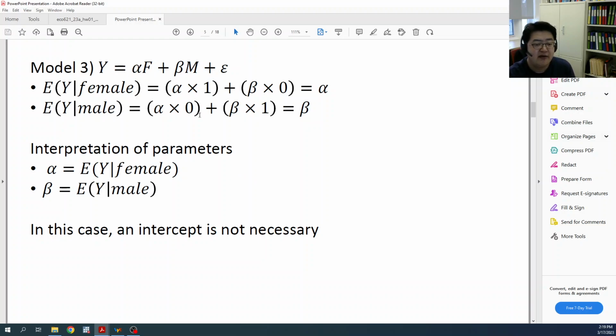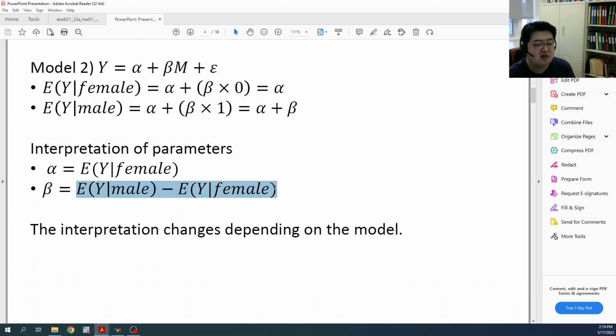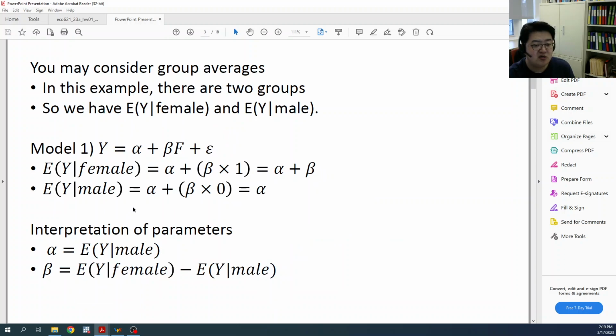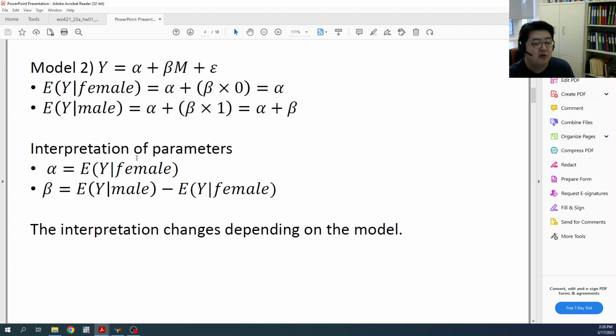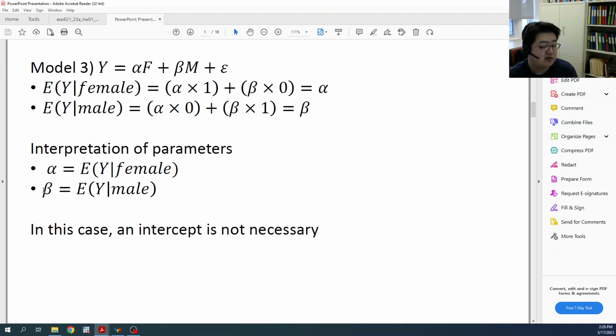For example, if you want to capture the premium like this, then this model will be the best, most convenient, because you can directly estimate that parameter. But if you wanted to capture the premium this way, the difference in this way, then this model will be better. But if what you want is not the premium, not the difference, but just the two group-wise averages, then this model is the best. So depending on what your parameters are, one model may be computationally more convenient than others. But in the end, it does not matter.